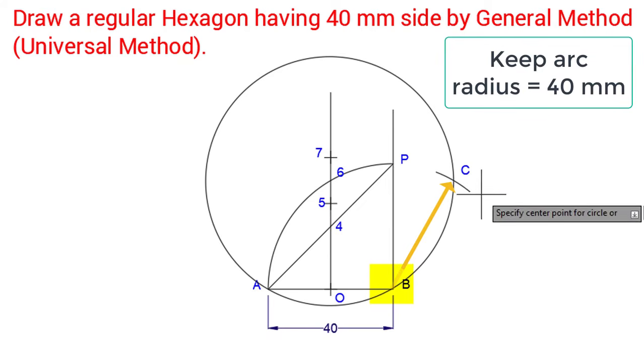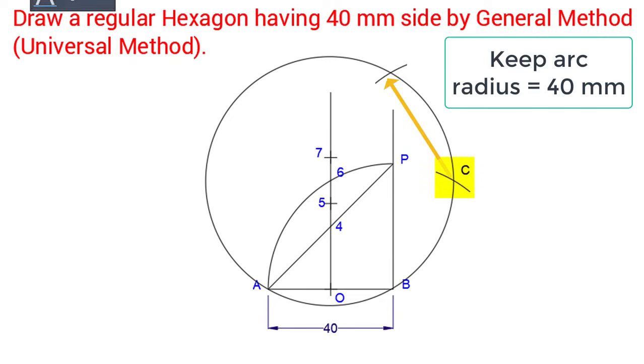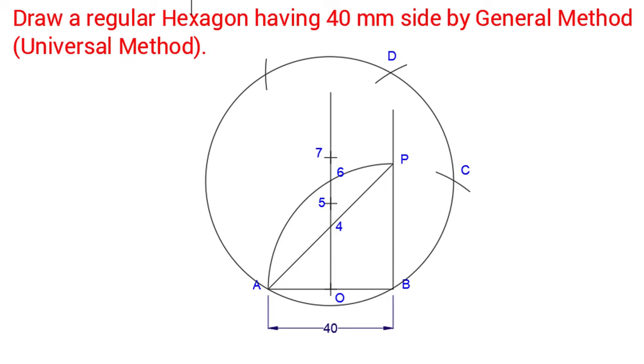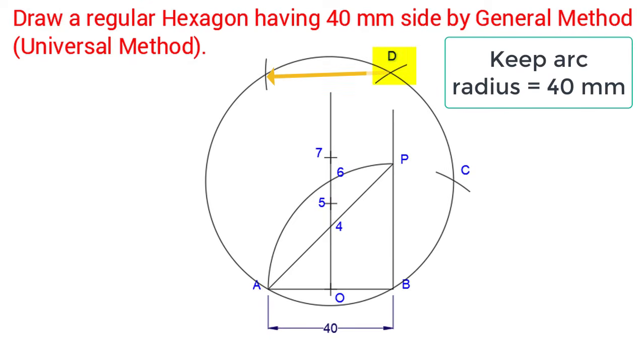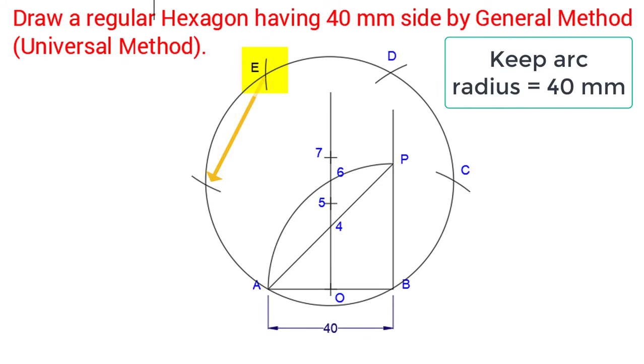Take point C as a center and draw an arc which will cut the circle and name that point by point D. Take point D as a center and draw an arc which will cut the circle and name that point by point E. Take point E as a center and draw an arc which will cut the circle and name that point by point F.